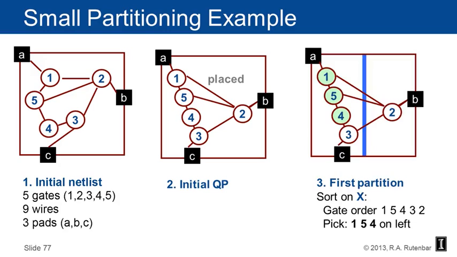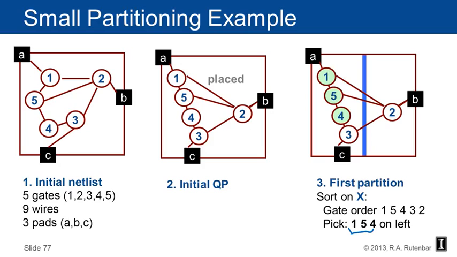So what do we do? The assignment step says, let's sort the gates in the quadratic placement on their x value. And so we sort them. The gate order is 1, and then 5, and then 4, and then 3, and then 2. And we say, let's pick about half of them in the sort order. So let's say that it's okay to put 3 of them on one side. We find that gates 1, 5, and 4 are going to go on the left, so I've colored them in light green. And gate 3 and gate 2 are going to go on the right.